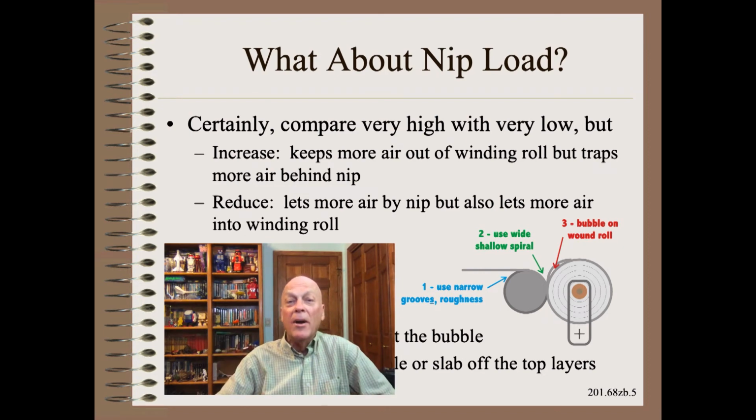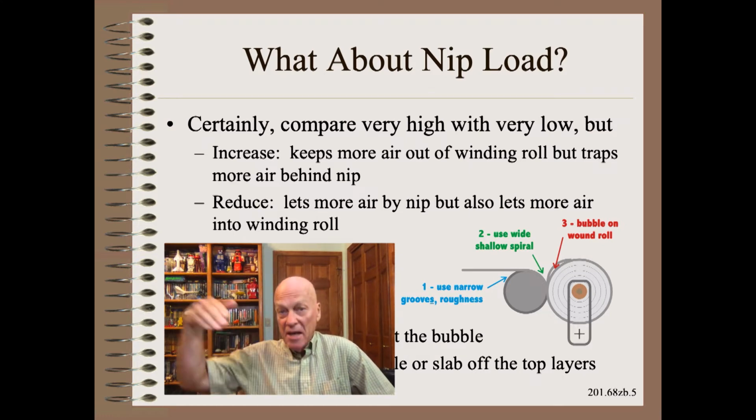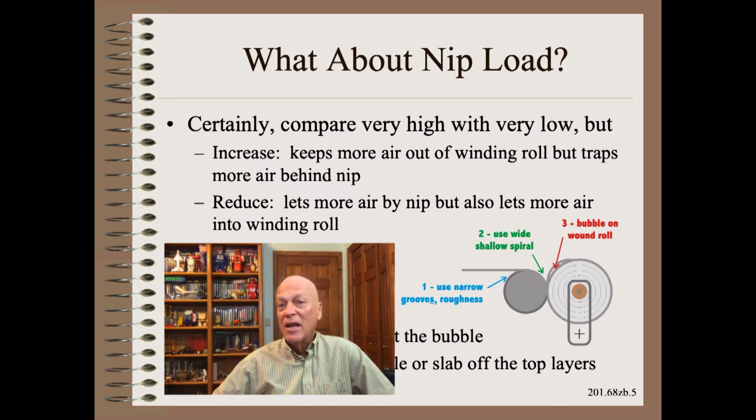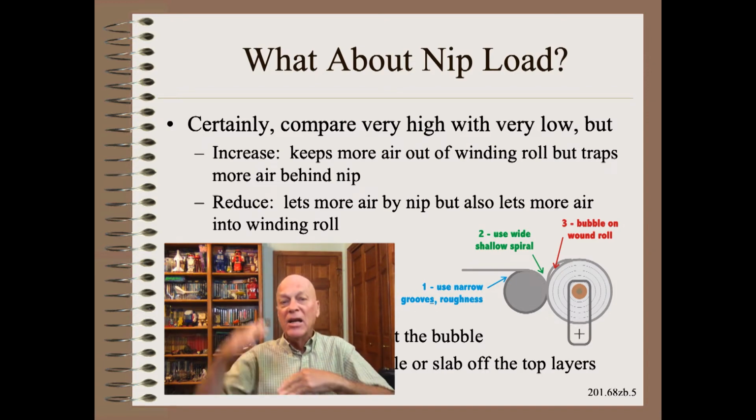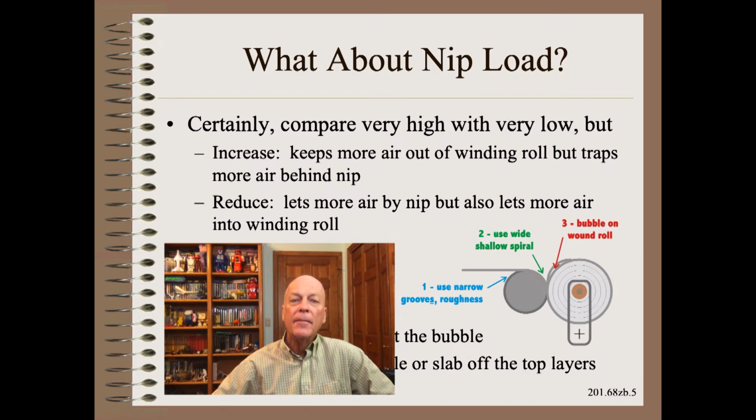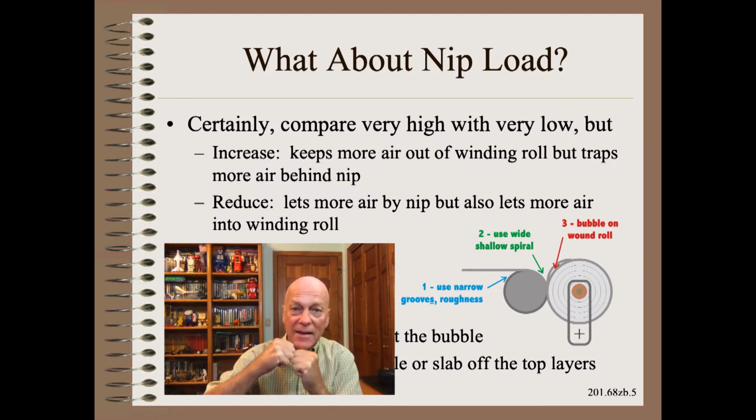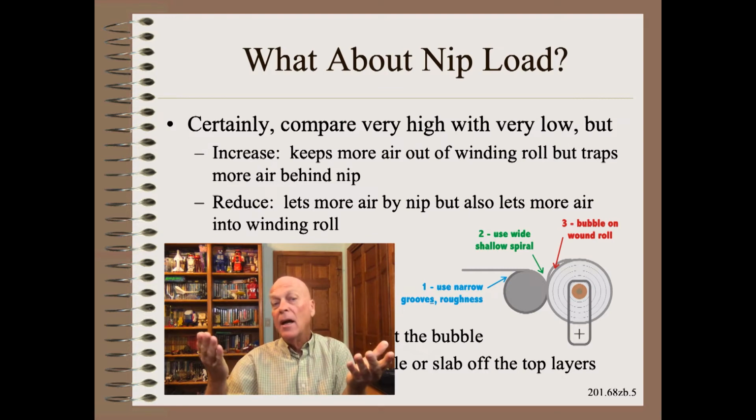The good web handler first turns to the knobs that might affect a mechanism, in this case, nib. A case might be made to increase the nib so as to keep more air out of the roll. But then any air that does get in will be more readily trapped behind the nib. A case could also be made to decrease the nib so as to not trap the air behind the dam made by the nib. But then you would let more air into the roll in the first place.